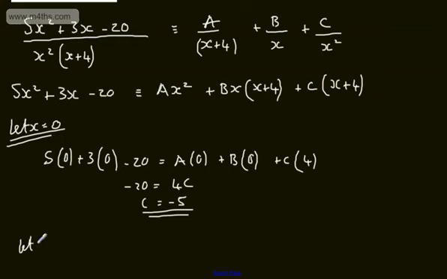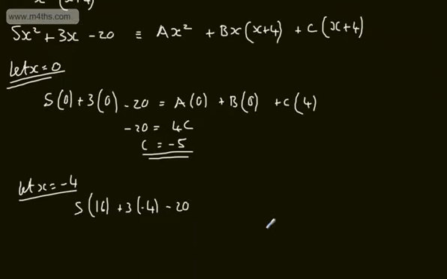What I'll say now is let x be equal to minus 4. So when x is equal to minus 4, left hand side, I'm going to have 5 lots of minus 4 squared, which is 16. Plus 3 lots of minus 4, and then we're going to have now minus 20. Right hand side, subbing in this time minus 4, we're going to have now a lots of 16. Just consider minus 4 squared, that will give us now 16. The bracket with b is going to cancel, and the bracket with c is going to cancel.